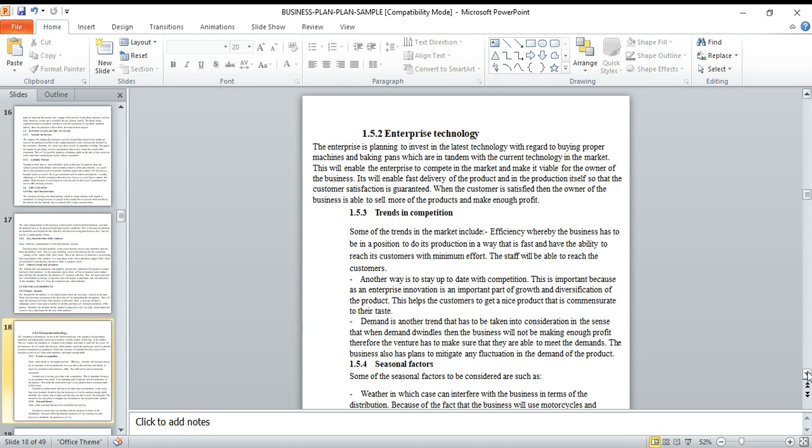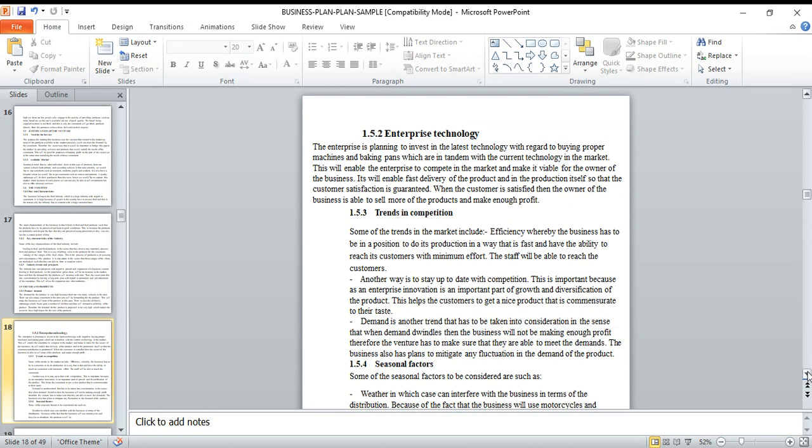So we're talking of the enterprise technology. So what is the technology used in regards to the food industry? The enterprise is planning to invest in the latest technology with regard to buying proper machines and baking pans, which are in tandem with the current technology in the market.